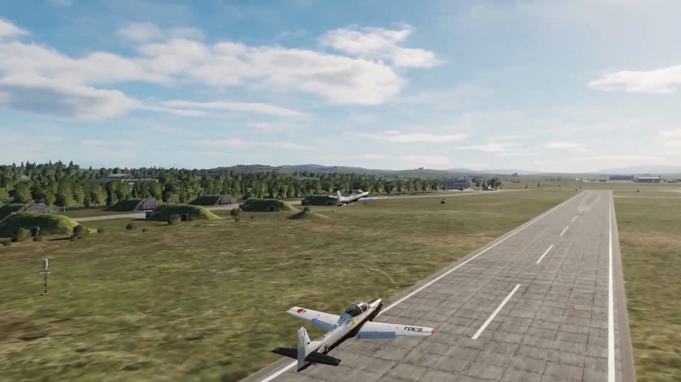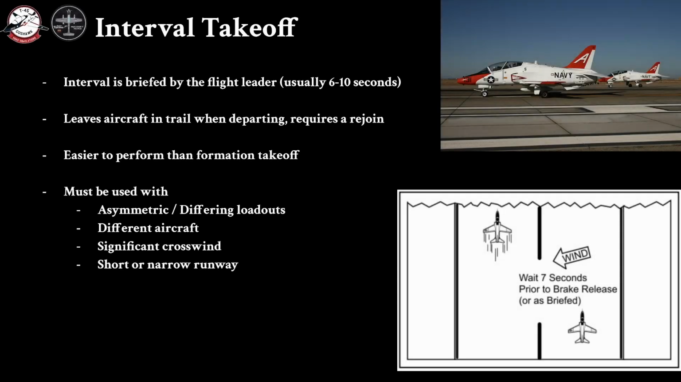The other option is interval takeoff. Let's talk about interval takeoff just a little bit more here. The interval takeoff is the most common because it's the easiest to execute and has a good margin for error built into it. Basically, the aircraft in formation take off in a predetermined timing interval. For simplicity and uniformity, for this course, we're going to use 7 seconds.